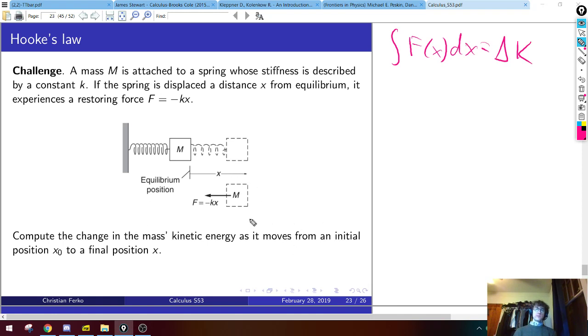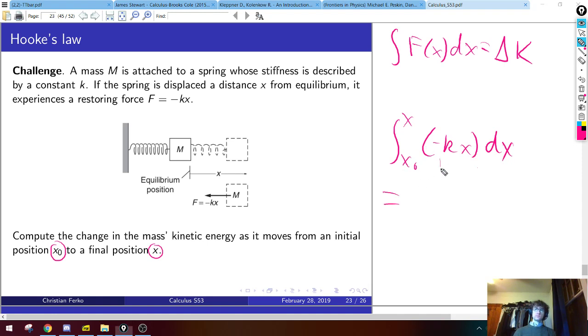But now let's use our formula that the integral of F(x) dx is the change in the kinetic energy. Suppose the spring moves from an initial position x0 to a final position x. I'd like you to find the change in the kinetic energy, which is the right side of this equation, by integrating the force. So what happens if I integrate the force between x0 and x? We are going to be integrating from x0 to x of F(x) dx, where F(x) equals negative kx. So this is minus kx dx.